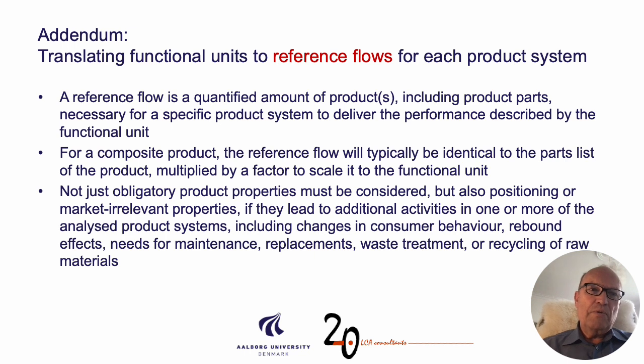Finally, we just have to talk about the reference flows. For a comparison, you will need to express the functional unit in terms of some physical amounts of products that are comparable and substitutable on the market. And therefore, they can be different. Even though the functional unit is the same, the reference flows for each product system can be different. For a composite product, the reference flow will typically be identical to the parts list, or what you also know as the bill of materials, multiplied by a factor to scale it to the functional unit.